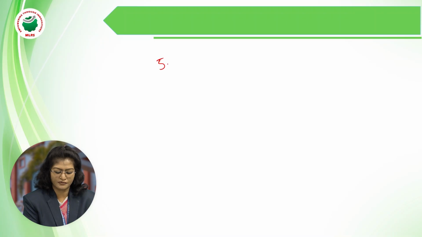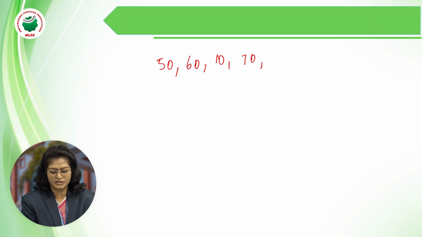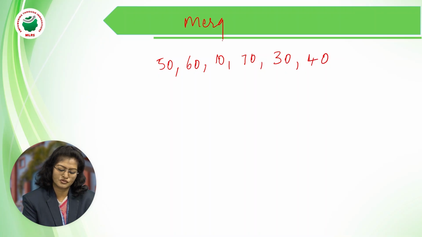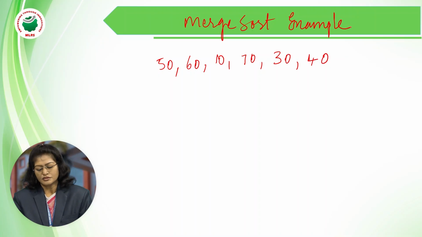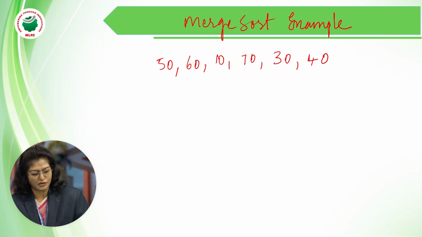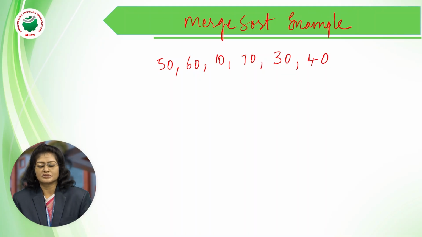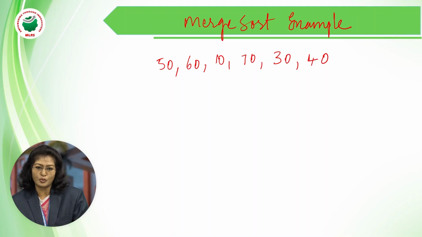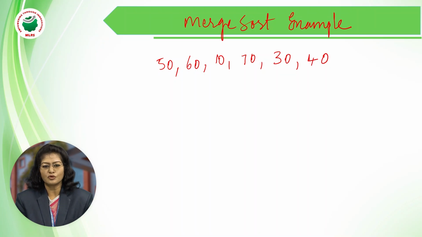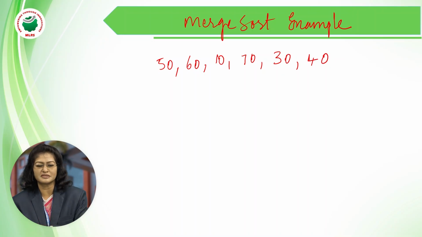So we have the merge sort process. The elements we take here are 50, 60, 10, 70, 30 and 40. Merge sort example. These are the 6 elements we have taken. We will start with the low value, mid value, mid plus 1 value, and high value.